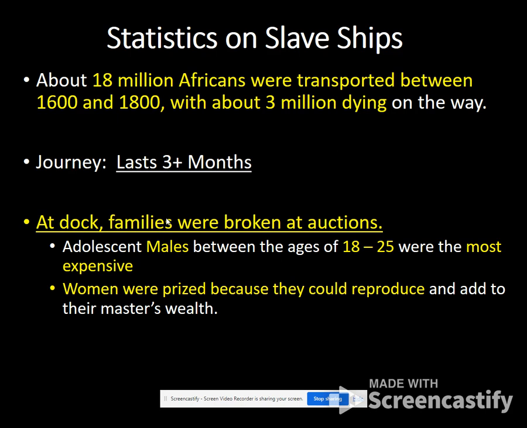And then you would have the children, who would be a little more expensive than them because they might not pay off right then, but later on they would hit their prime and be worth a lot more.